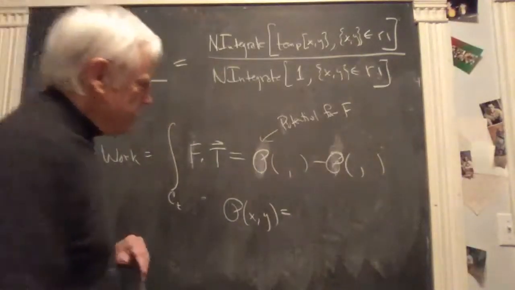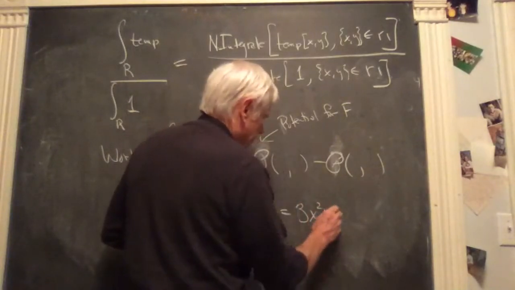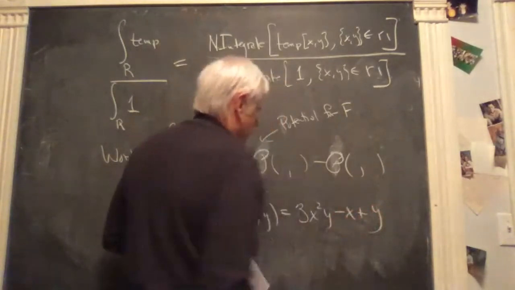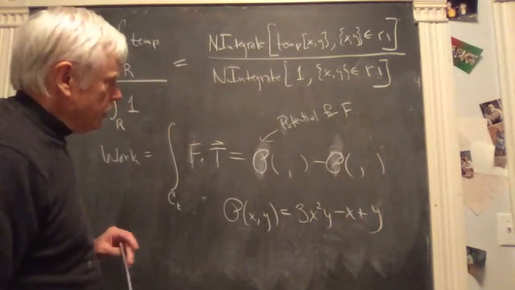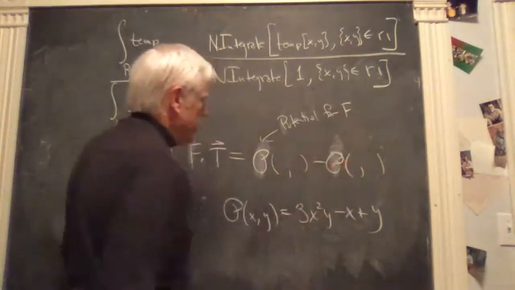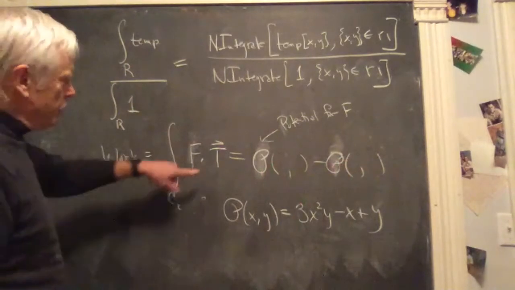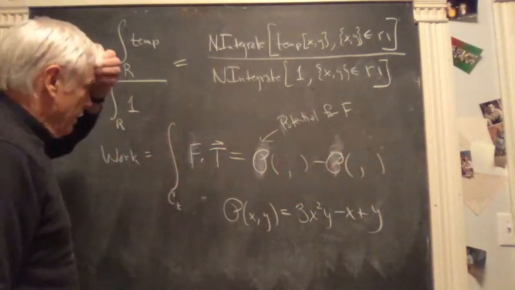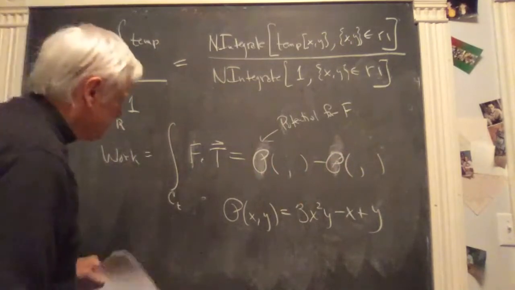3x squared y, I think, was part of it, right? Yeah, 3x squared y minus x plus y. Yeah, that's it. And so we need to take the 2 endpoints, the right endpoint and the left endpoint, and subtract. We already parameterized this, so I was about to do that, but it's easier to use this potential function.